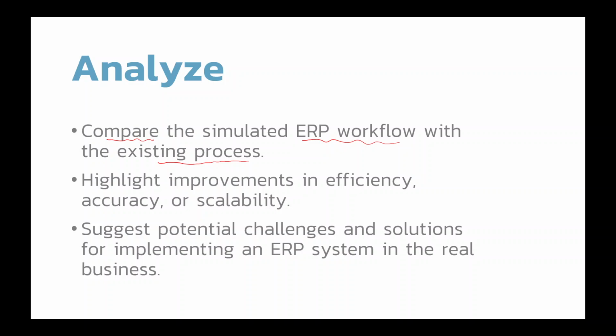And usually you can start to see the improvement, right? Usually what we're looking for is efficiency and accuracy. That's the big selling point of introducing software or digital transformation into the business. You want efficiency and accuracy, right? And scalability is also another thing that you can look at, okay? So try to highlight some of it, right? And then, are there any challenges in terms of implementing the ERP system in a real business?